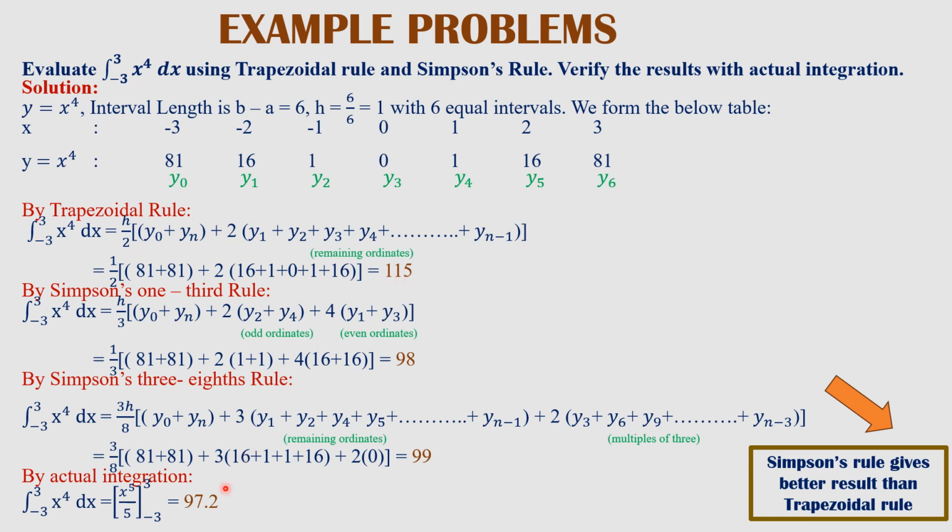The error is more in this case, and we have already discussed that the error is significant in the trapezoidal rule, and therefore we are giving importance to Simpson's 1/3 rule and Simpson's 3/8 rule. So the conclusion from this problem is that Simpson's rule gives a better result than the trapezoidal rule.